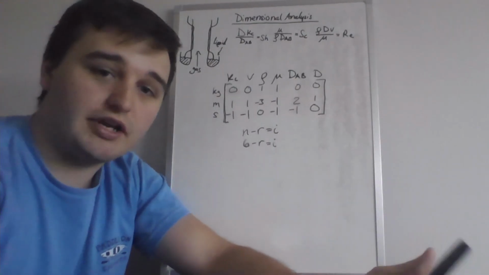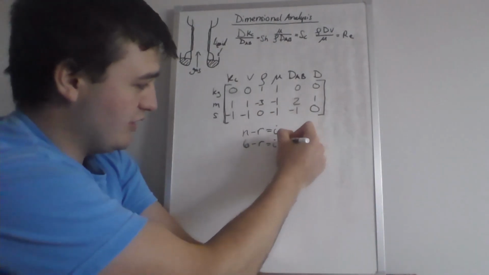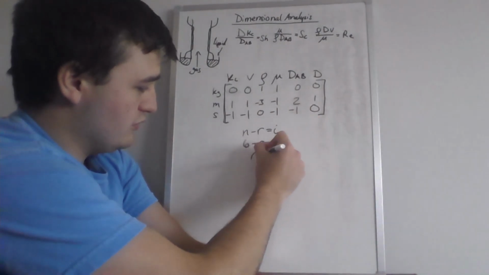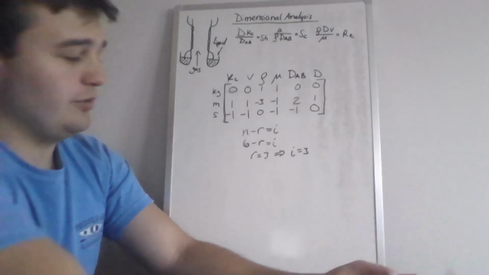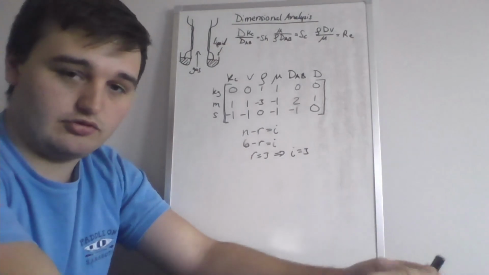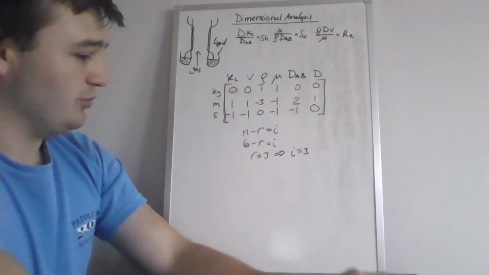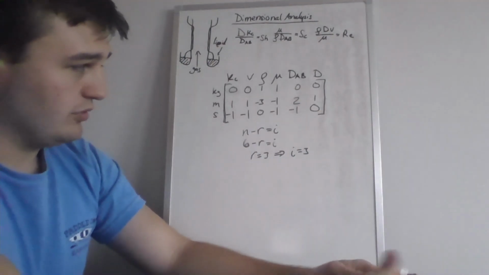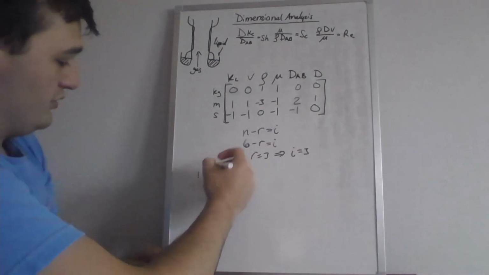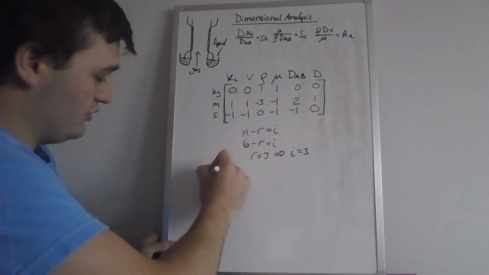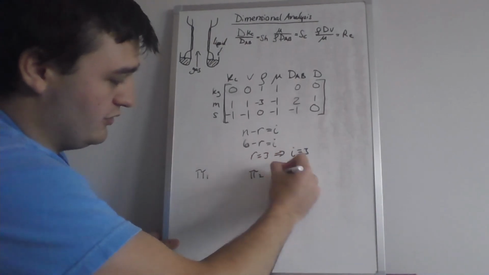Now that we know the rank of our matrix is 3, we can say R is 3, and that would make I equal to 3. So we know that there are 3 dimensionless groups associated with this problem. Now that we know how many dimensionless groups we have, the next thing to do is to write out these dimensionless groups. So we use pi1, pi2, and pi3. I think I can fit them all in here.